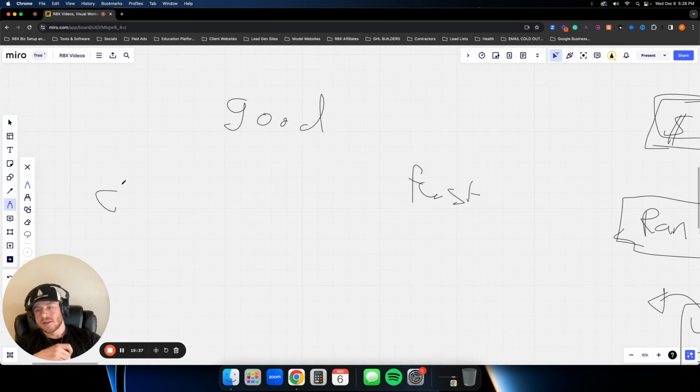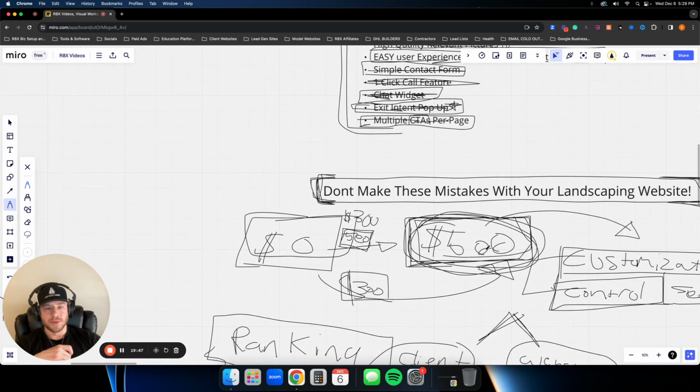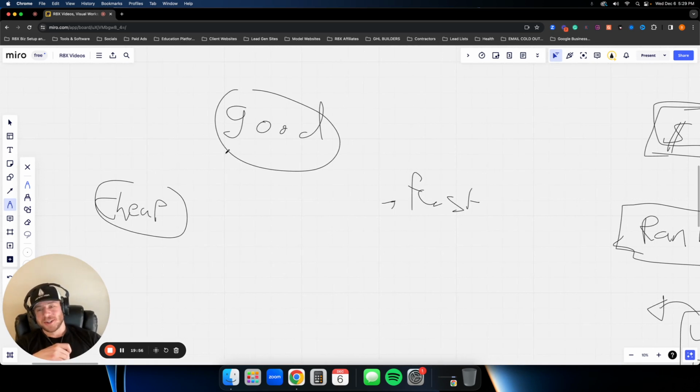Good, fast, and cheap, right? You can only pick two out of the three. If something's good and it's cheap, it's probably not going to be fast. And that's where the results from these free websites or cheap $300 a month SEO services come in. They're probably not good, and they're cheap, so they're definitely not going to be fast.